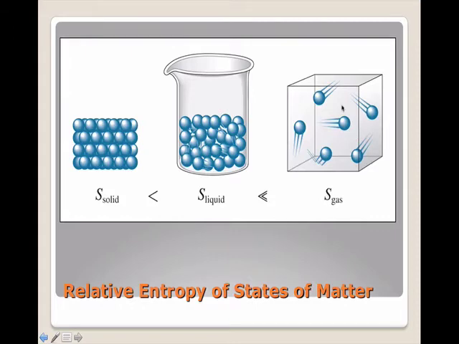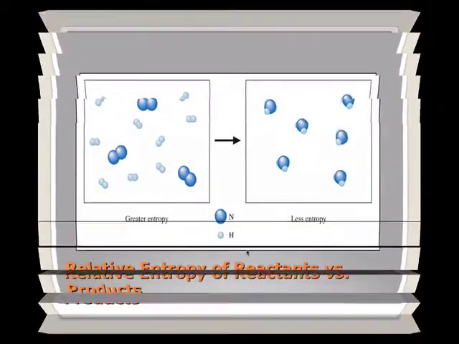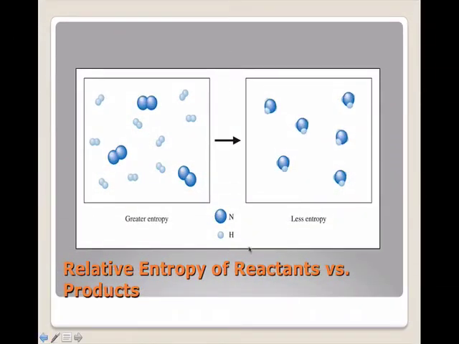So you can see that the entropy of a gas is much, much higher than a liquid or a solid, just because of the motion and the number of arrangements you can have of the atoms or molecules. And then this is the relative entropy of reactants versus products. If these were my reactants going to these products, we can tell just by looking that this container has a much higher entropy before they react, and these have a more ordered structure, so they have less entropy.